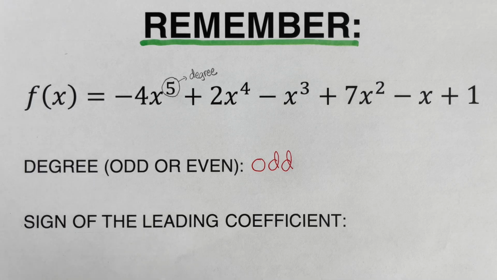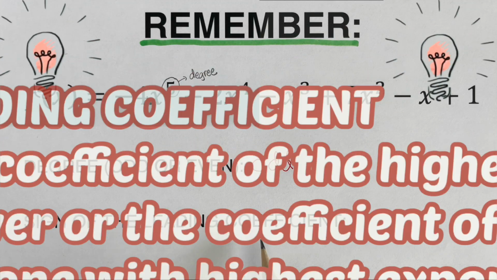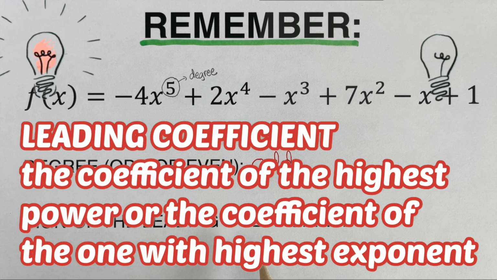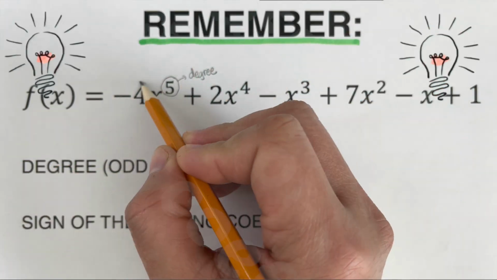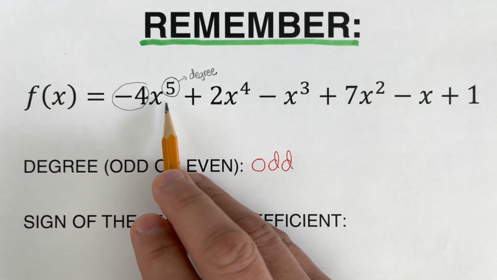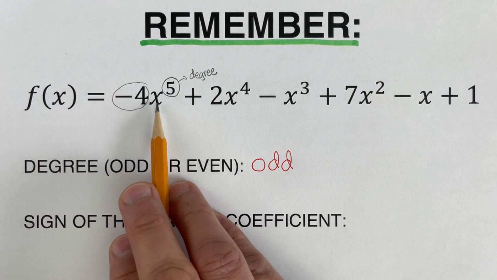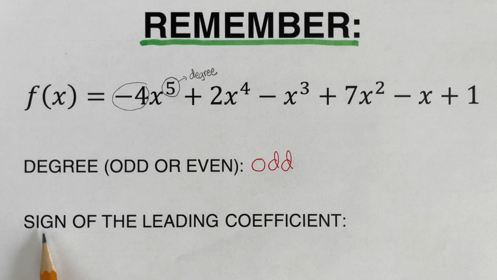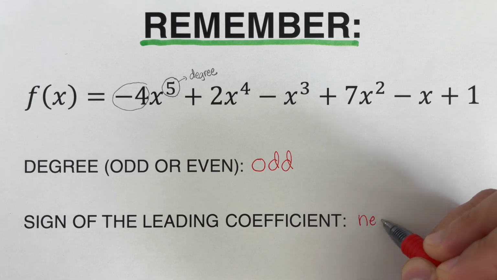On the other hand, if we say leading coefficient, this is defined as the coefficient of the highest power or the one with the highest exponent. So this represents our coefficient of the highest exponent or the coefficient of the variable with the highest exponent, which is negative. And if we say sign, we are talking about whether it's positive or negative. In this case right here, our leading coefficient has a negative sign. So we go ahead and write negative here.